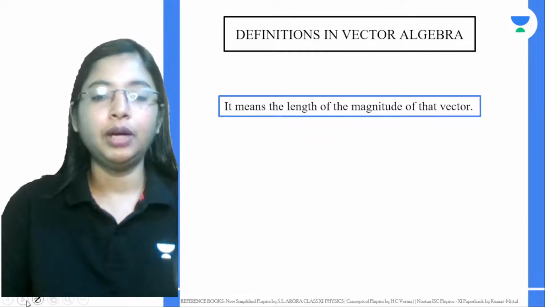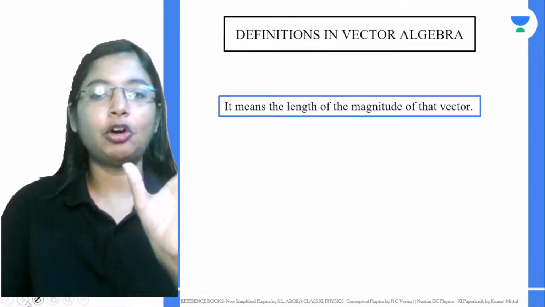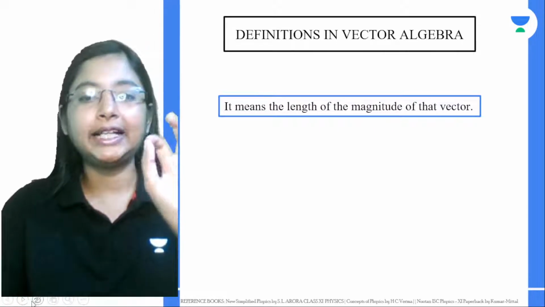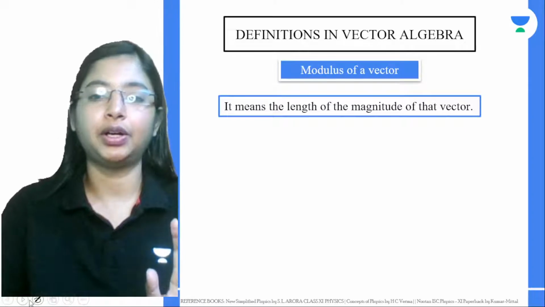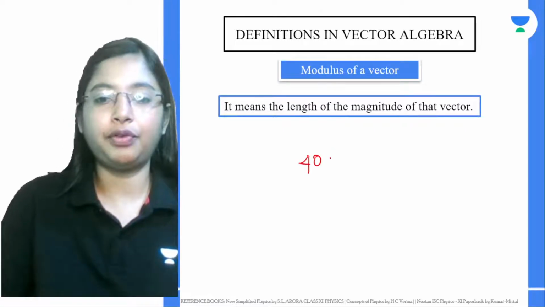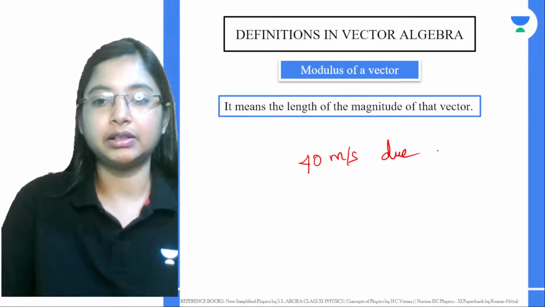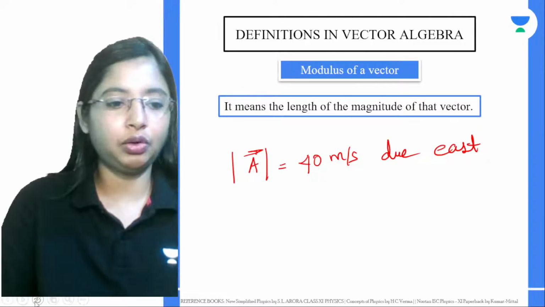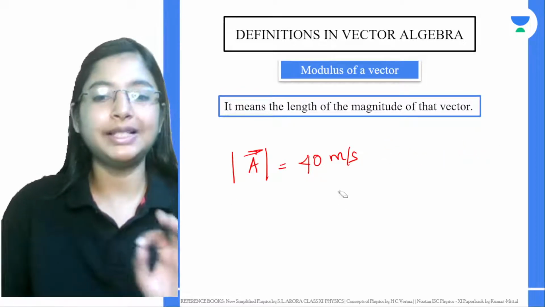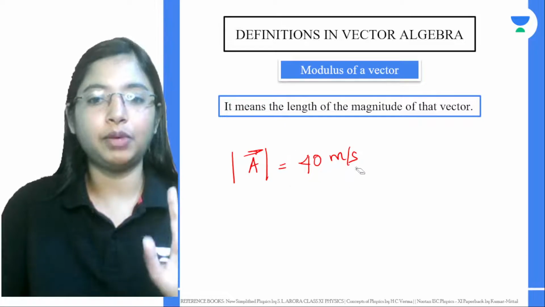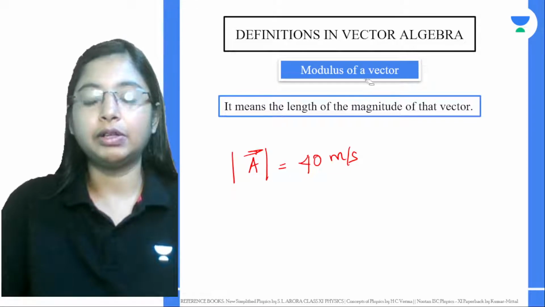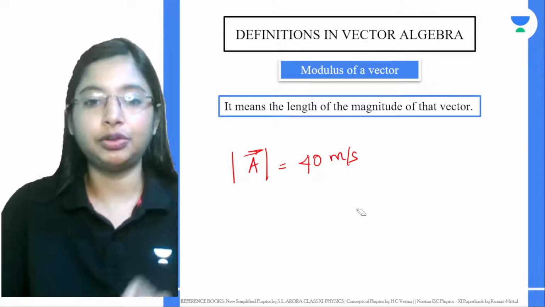Now whenever you take the length or the magnitude of a vector, whenever you take the modulus of a vector, it gives you the magnitude of the vector. So let's say 40 meters per second due east. This is a vector. If you take the modulus of this vector, you will only get 40 meters per second. This gives you the magnitude. The modulus of a vector always gives you the magnitude of the vector.